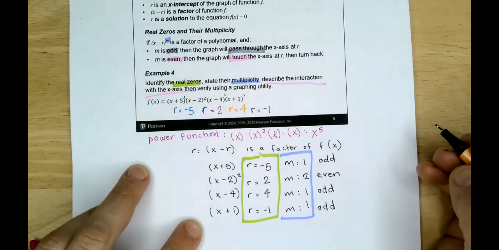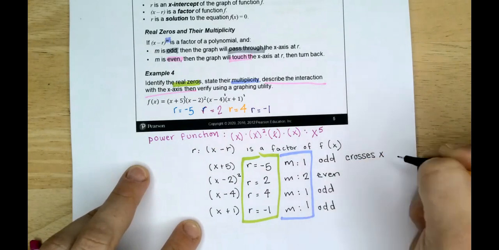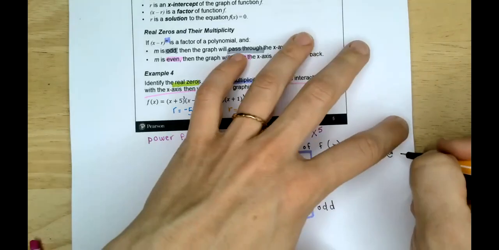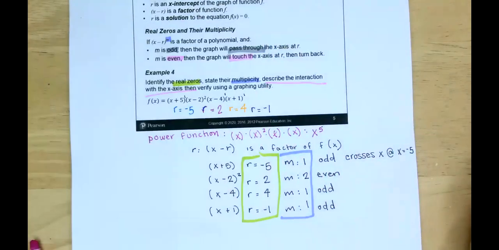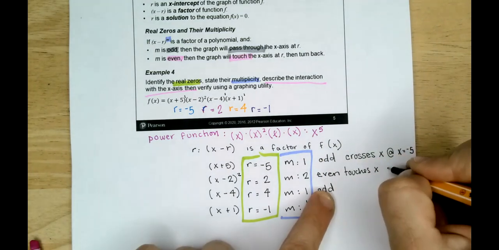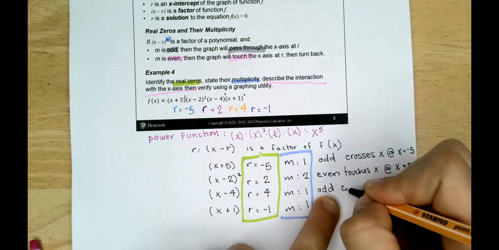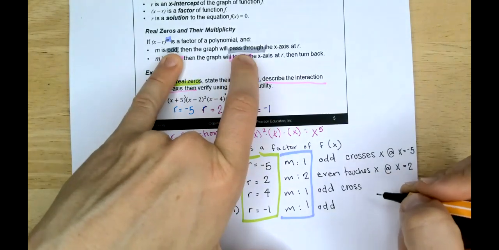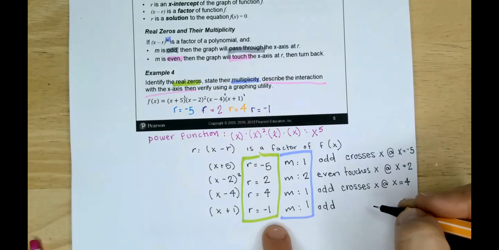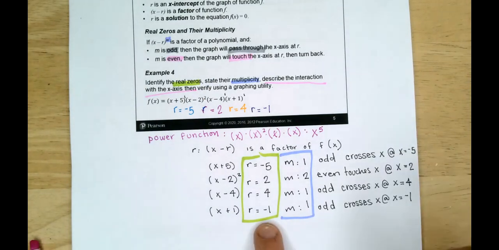If it is odd, it passes through the x-axis at r. I'm going to call it crosses because I'm going to forget. So it crosses the x-axis at x equals -5. Okay? Even means it touches the x-axis at x equals 2. It's a real zero of 4, but it's odd. Odd means it crosses or passes through. So it crosses the x-axis at x equals 4. Here it's odd, so odd means it crosses. It crosses the x-axis at x equals -1. Okay?